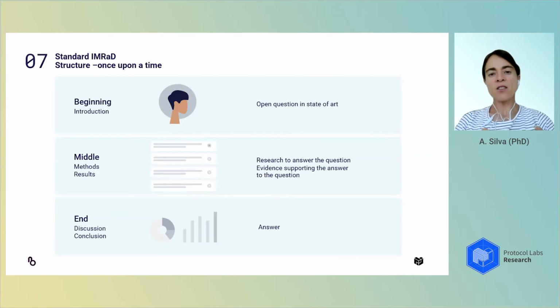And the best strategy is to think of a manuscript as a three-part system. It has a beginning, it has a middle, and it has an end. So it has to be a story, almost like a Once Upon a Time story, where someone decided to go on a mission.